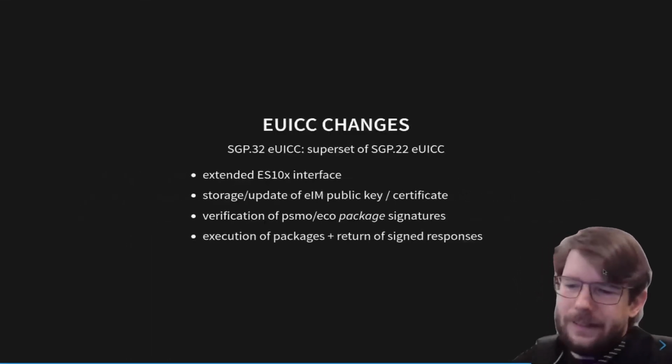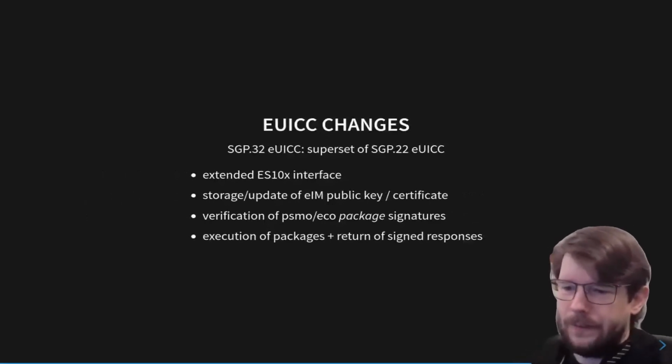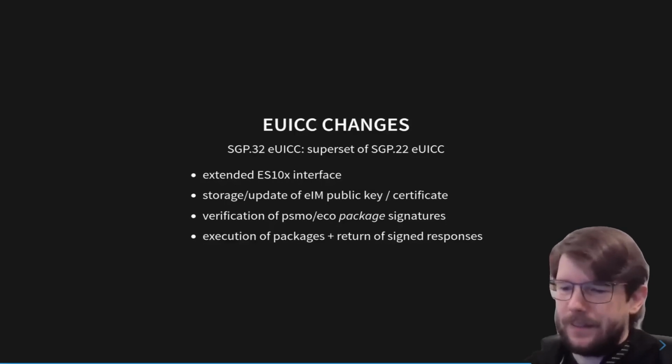Now, what kind of UICC changes do we have in the SGP32? We basically have an extended ES10X interface. So the X is for A, B, and C. There are 3 different parts of that. And I always ignore what is A, B, and C. It's just ES10 something.